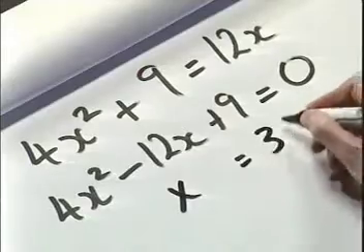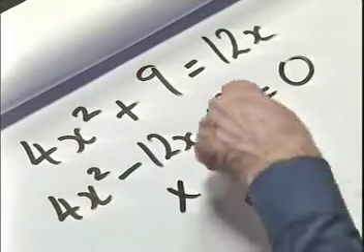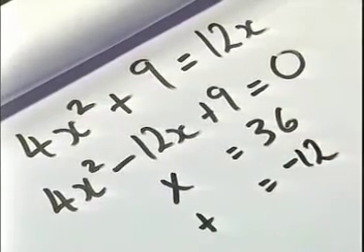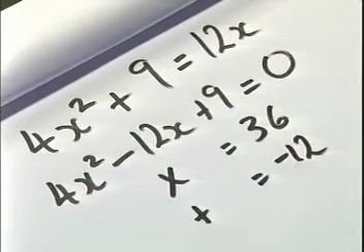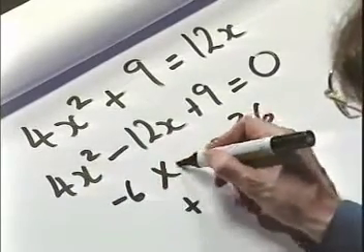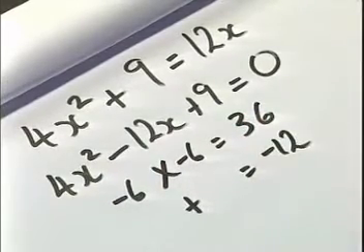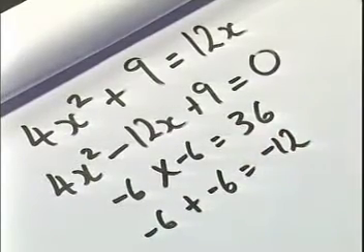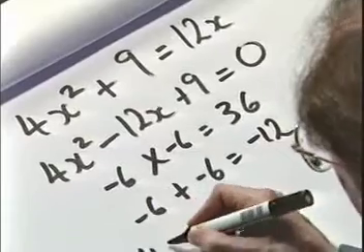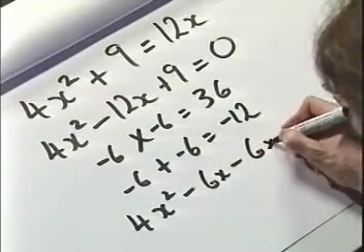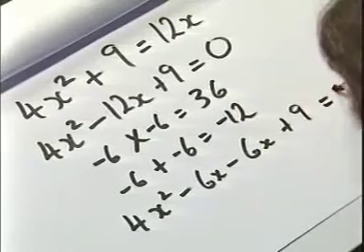Factorise it. We're looking for two numbers that would multiply together to give us 36, 4 times 9, and would add together to give us minus 12. Well, 6 and 6 give us 36, and if we make them both negative, minus 6 times minus 6, they still give us plus 36, but now they add together to give us minus 12. So we've got 4x squared minus 6x minus 6x plus 9 equals 0.